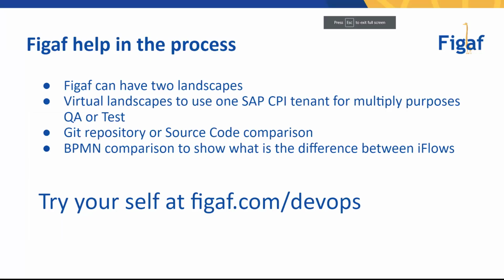So that is how the Figaf tool helps. In the Figaf tool you can have multiple landscapes for your projects. We have defined virtual landscapes that allow you to reuse a CPI tenant for both test and QA in the same one, just by adding prefixes and managing all of this across the board. We have a Git repository that is populated automatically, and with that you can use version comparison, or you can use the built-in BPMN comparison tool that allows you to see specifically what's different between two different iFlows.